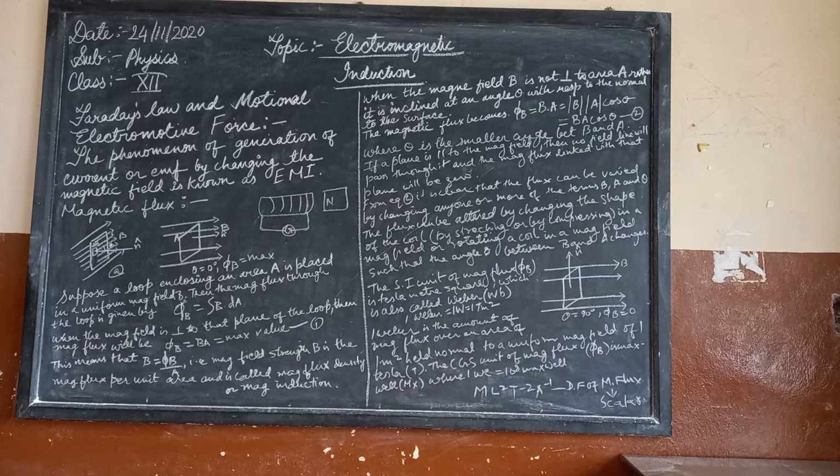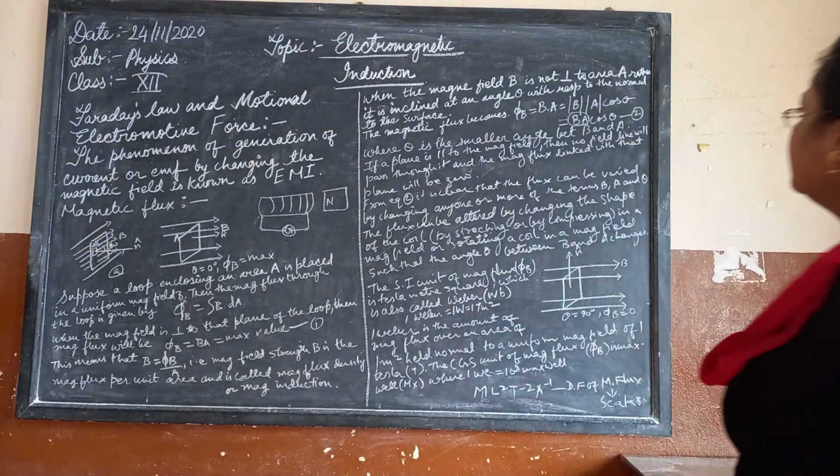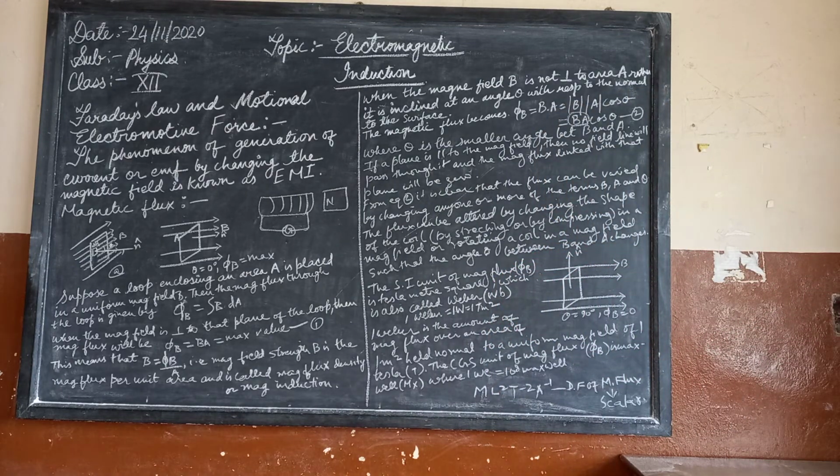And from equation number 2, it is very clear that any one term, that is B, A and theta, can be changed, and the flux can be altered by changing the shape of the coil, by stretching or compressing it. We can change the flux here, and also by rotating the coil in the magnetic field, changing the angle theta between B and A. By changing these, the value of the magnetic flux linked with the coil will change.